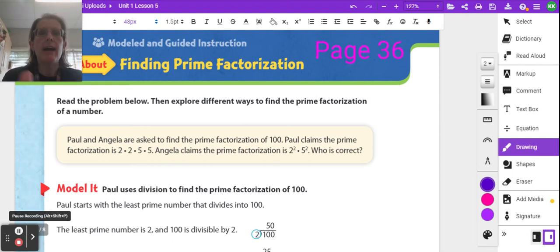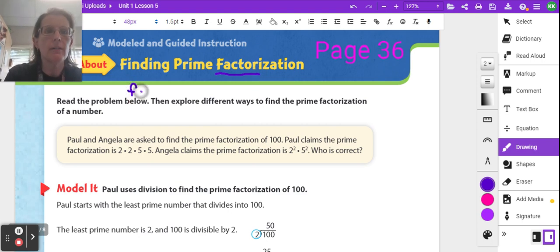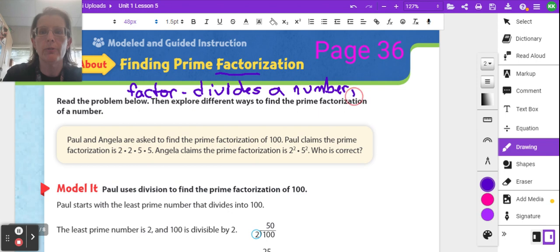Today in lesson 5, we're talking about prime factorization. So we need to know what a factor is first. A factor divides a number with no fractions or decimals. So it has to be a whole number.